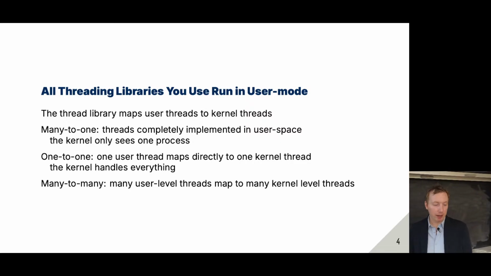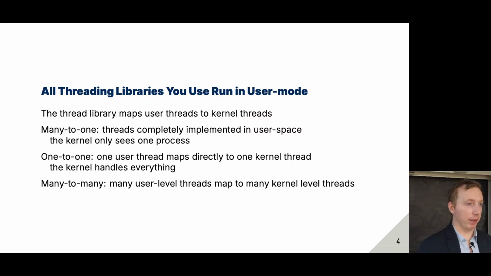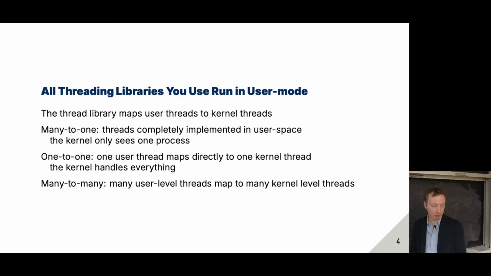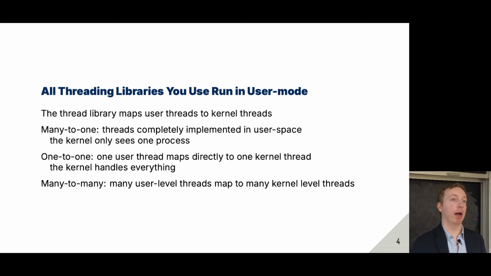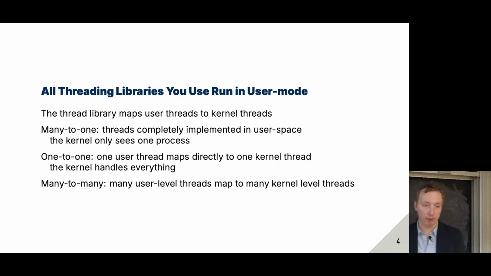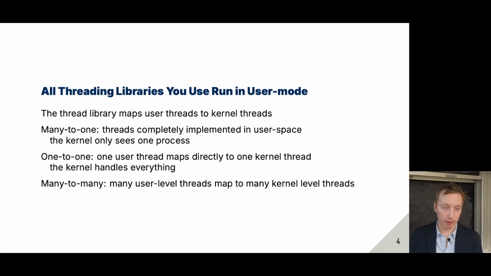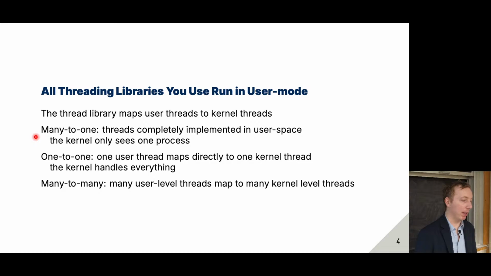But no matter what you have, your threading library is going to run in user mode. Like the pthread library, that is just a normal library, and it abstracts this for you. That threading library is going to decide how to map its threads to kernel threads, and there are a few different ways, and that's what handles that abstraction. Your threading library has three main options, so many to one.